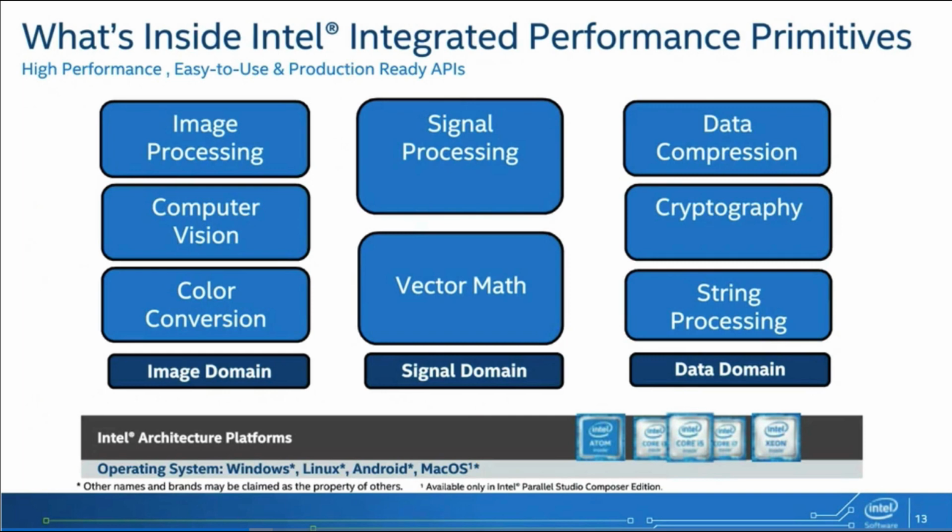So here are the different types of functions that are in IPP. So there is a little bit of overlap with Math Kernel Library, but there's also a wide variety of aspects that Math Kernel Library does not have.